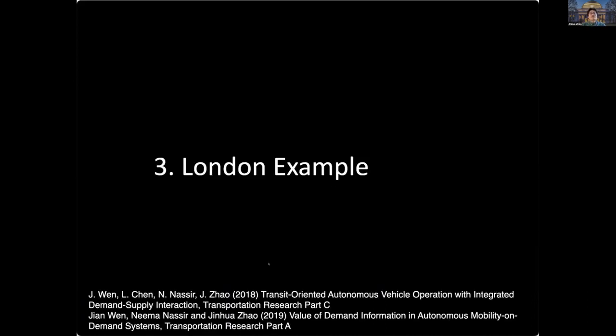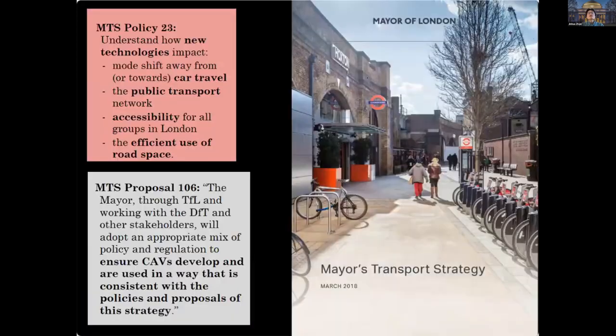All right, so let me give you the second example. This is in London. What do we introduce in London? First of all, the Mayor of London has published this transport strategy. It very explicitly says that whatever the new technology, autonomous vehicle, connected vehicle, it has to understand and evaluate the impact on public transport and accessibility, particularly that connected and autonomous vehicle development be used in a way that is consistent with this particular policy. So in London, there's a very concrete policy requirement for the SAV's design to be consistent and compatible with the public transit services there.